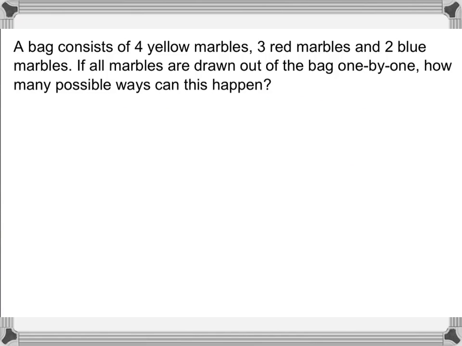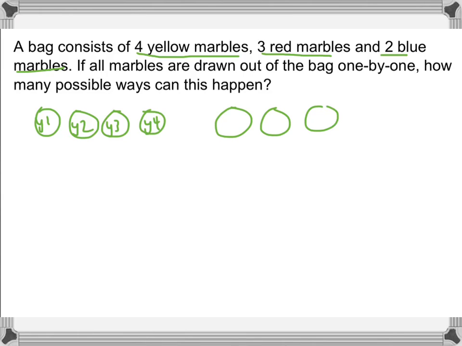Okay, let's say that a bag consists of 4 yellow marbles, 3 red marbles, and 2 blue marbles. If all the marbles are drawn out of the bag one by one, how many possible ways can this happen? So the way that we do this is, let's further say that each of these colored marbles has a number on it. So you have 4 yellows: yellow 1, yellow 2, yellow 3, yellow 4. Red 1, red 2, red 3, and there's 2 blue: blue 1 and blue 2.